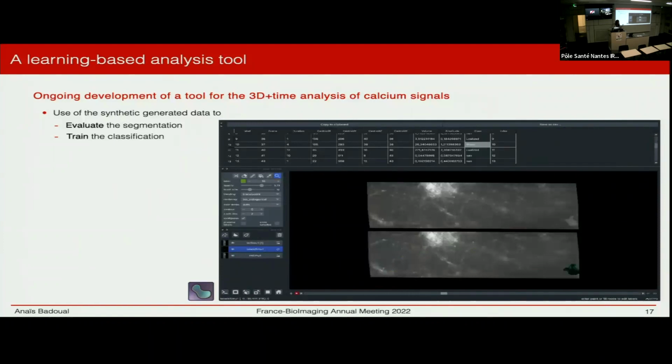And also, and more importantly, I was able to train a classifier to distinguish between the signals that are localized and the ones that propagate.